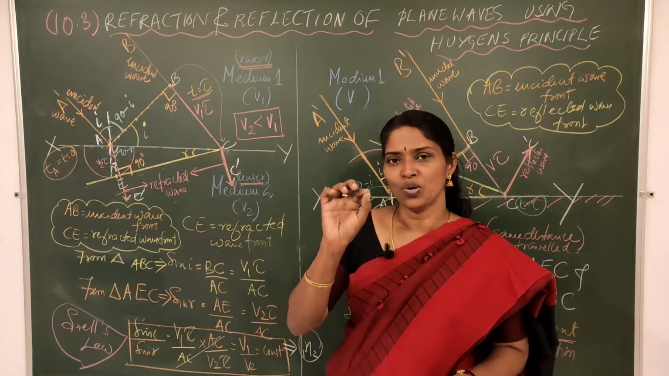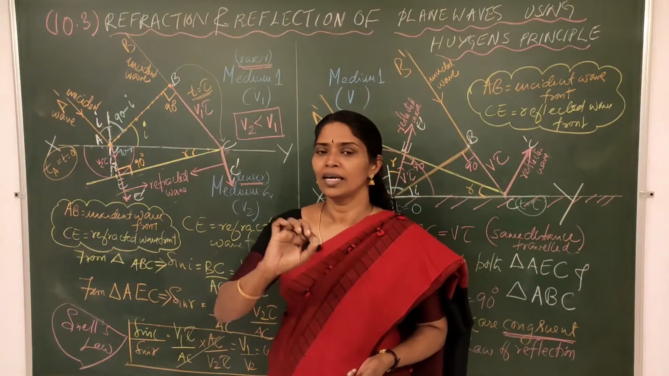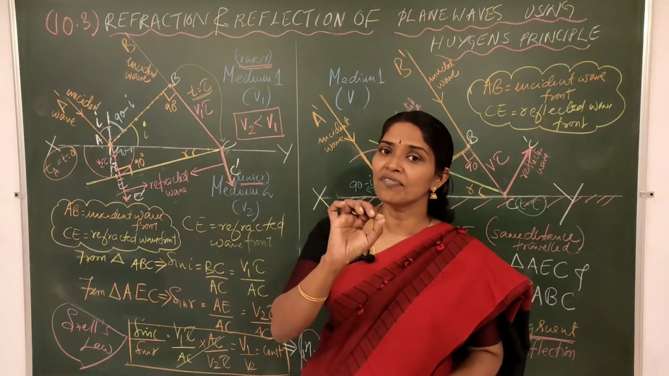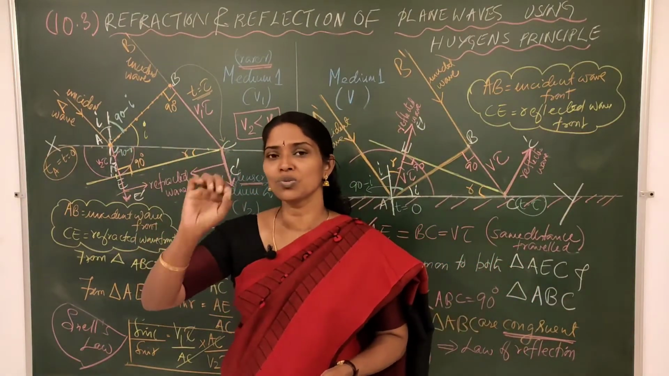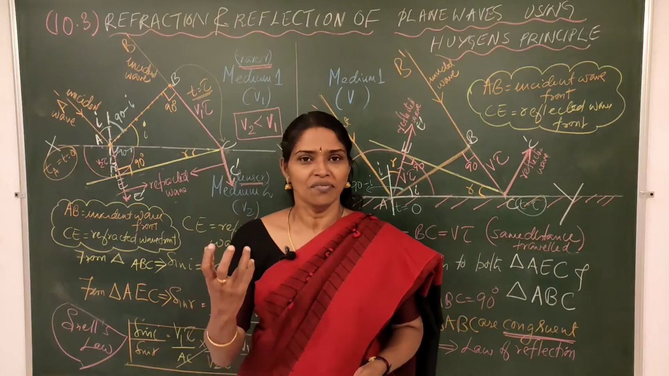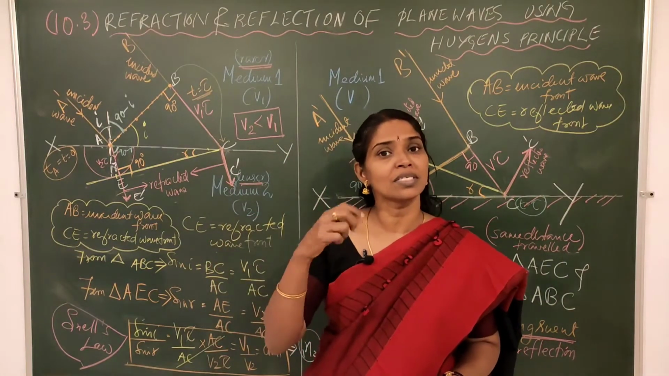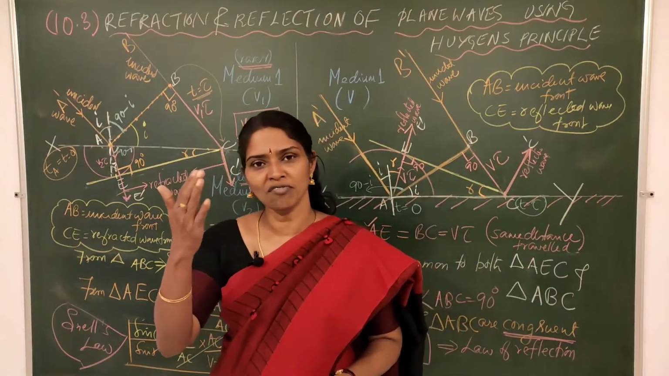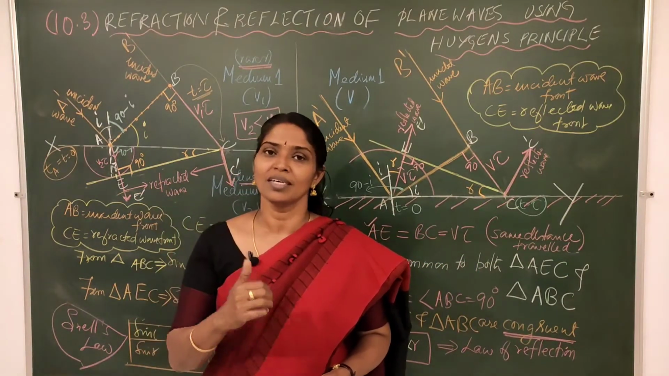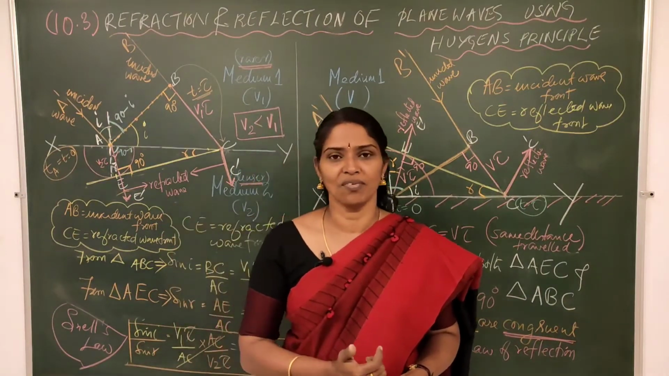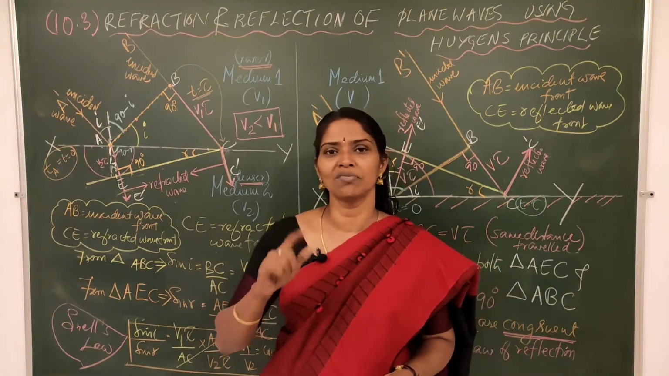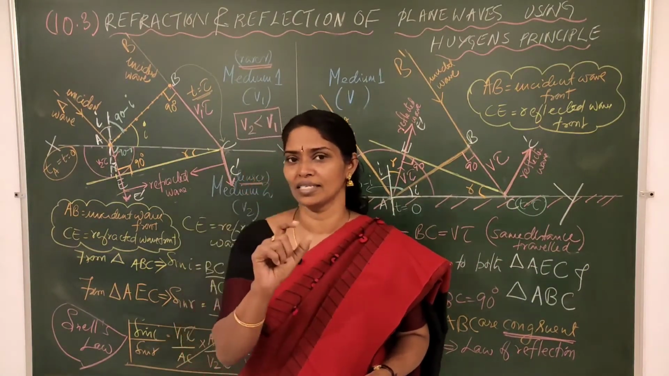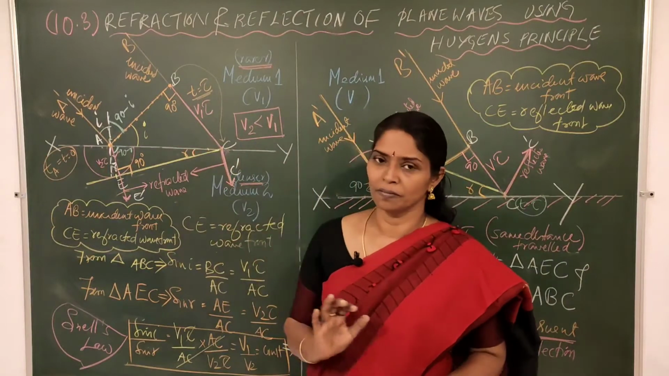First I just want to recollect what Huygens principle is. Huygens principle says that on a wavefront, each and every point is a source of secondary disturbance, and the wavelets that originate from those secondary sources create the secondary wavefront. So that was the important idea of Huygens, the concept of wavefront. We need that concept to explain both of these.